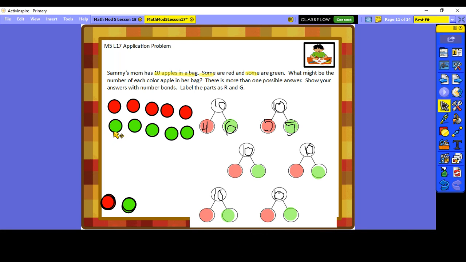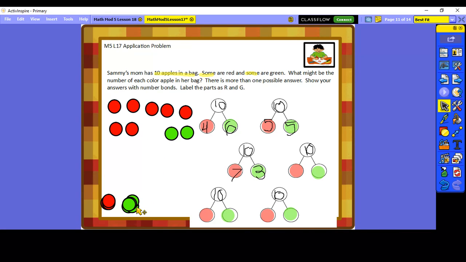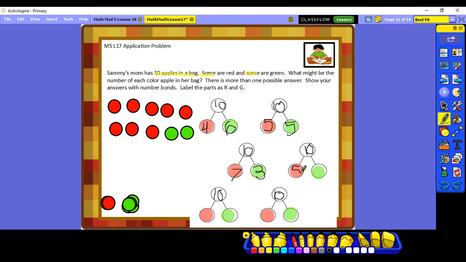What if I took away another green apple and one more and replaced both of those with red? Now how many red ones do we have? 7 red, and how many green? 3. What if I took away another green apple and made it red? Now how many do I have? 8 red and 2 green.